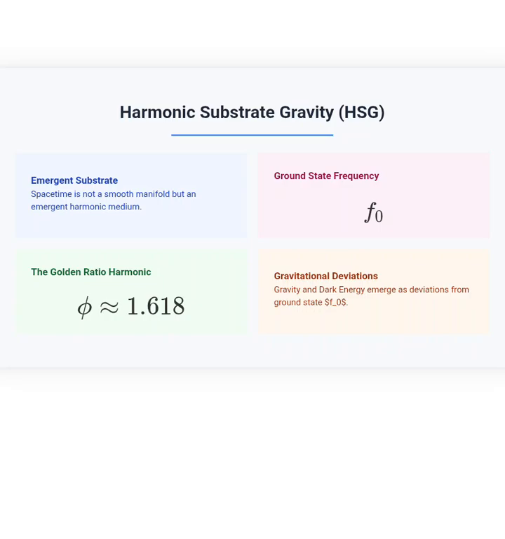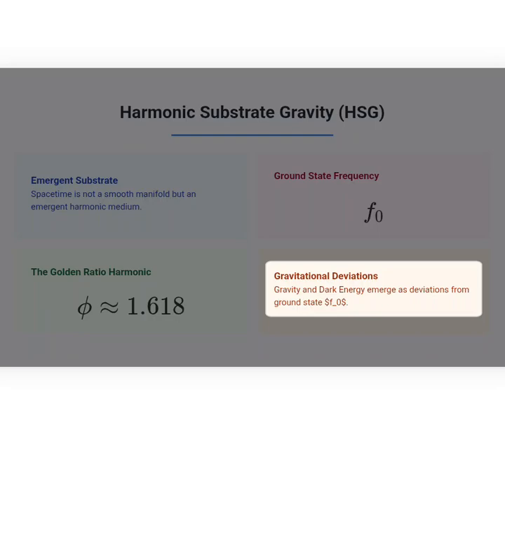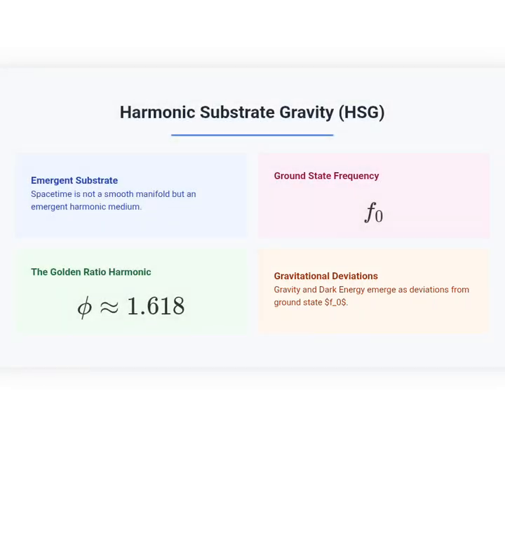for stability and balance. So, what are gravity and dark energy in this model? They aren't mysterious external forces. Instead, they are simply deviations, or ripples, in this ground state frequency. When the substrate shifts away from its F_0 baseline, we experience those changes as gravitational pull, or the expansion of the universe.